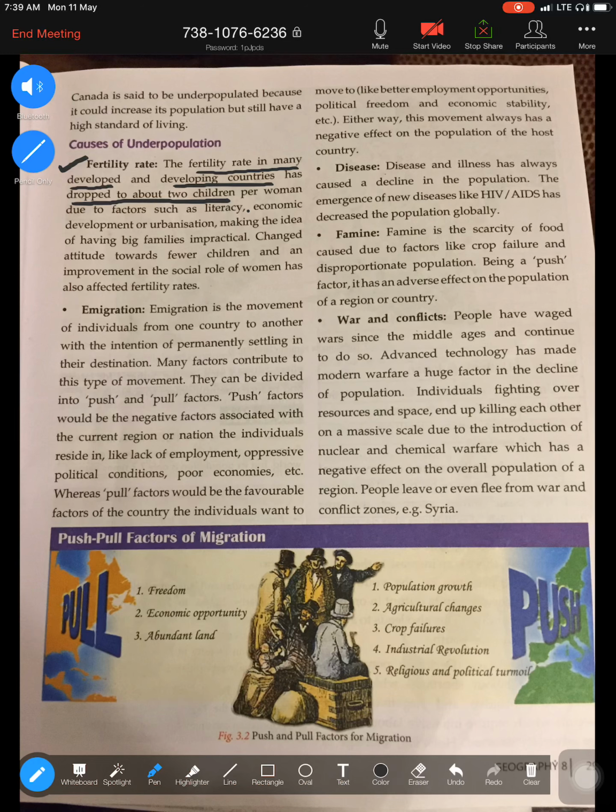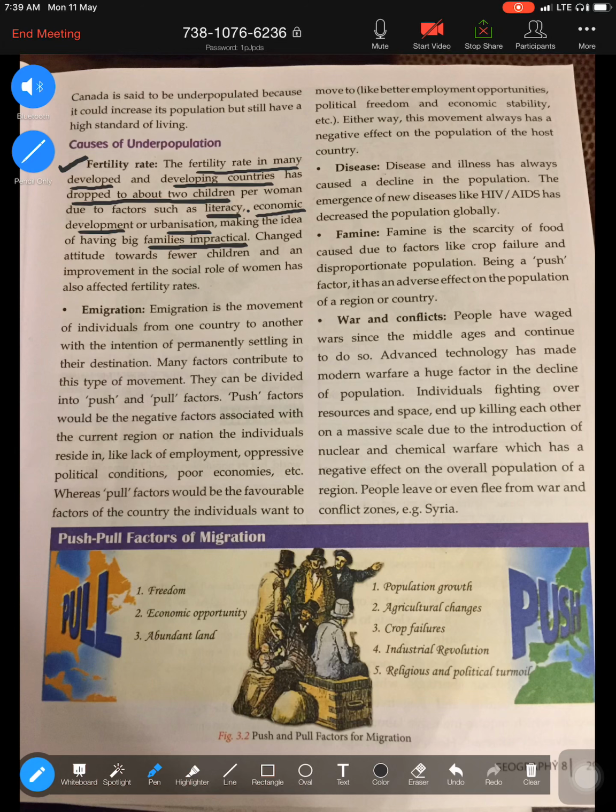Rather, they've started thinking about 2 children per woman because of factors like literacy. Now women are also literate. Most of the people are literate now. They're educated. They're aware about having more members in the family. So that is why they don't want to encourage a large family system. Economic development, standard of living being very high, urbanization, making the idea of having big families really impractical. So that is the reason why underpopulation is taking place, because now people are having a practical approach to the family system.